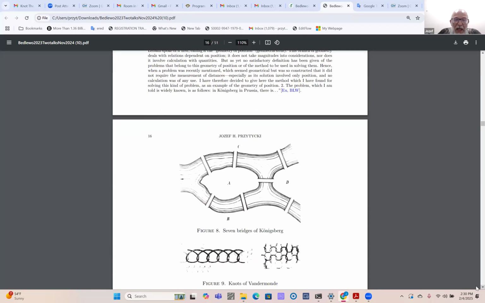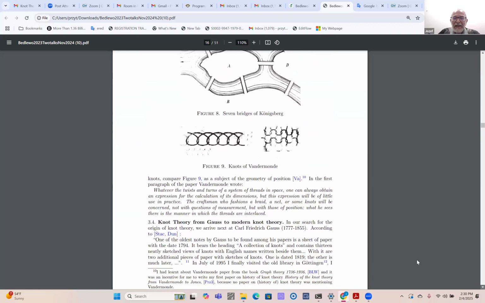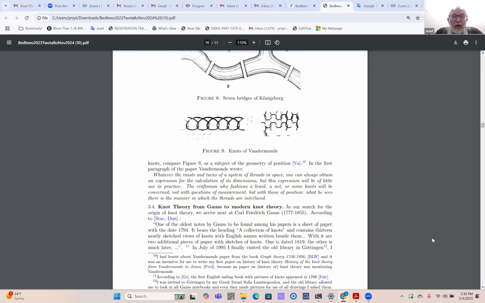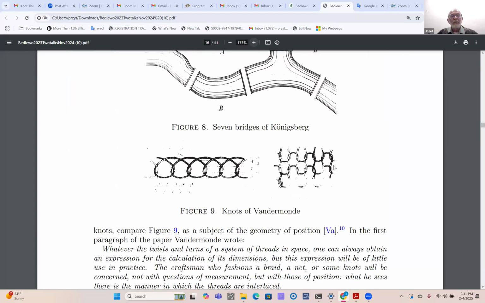bridges of Königsberg, and now most likely the first mathematician who mentioned knots in a scientific way was Vandermonde in 1771. Let me show this. Vandermonde knots or nets, closer. There were better pictures in Vandermonde's paper.